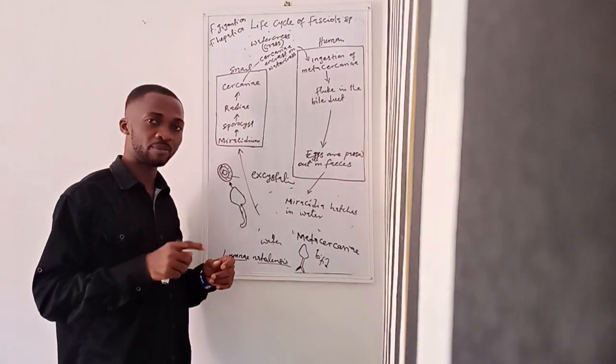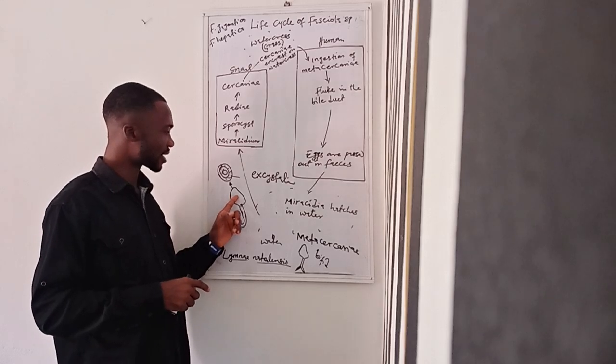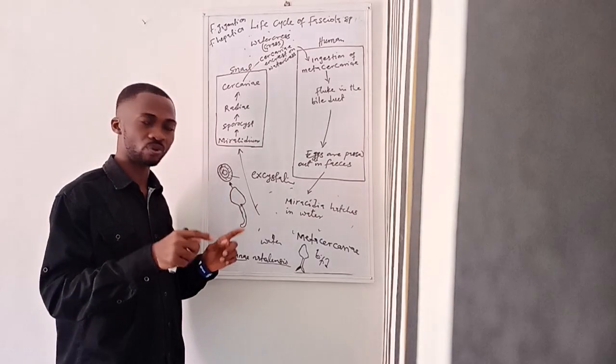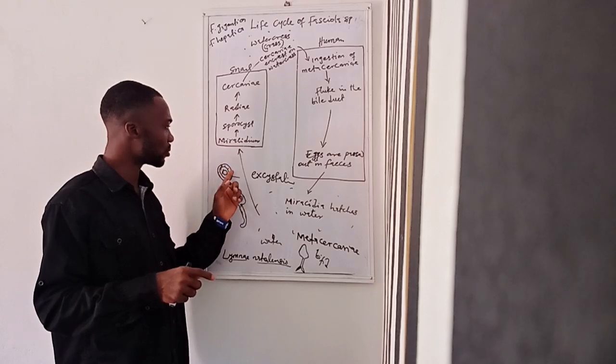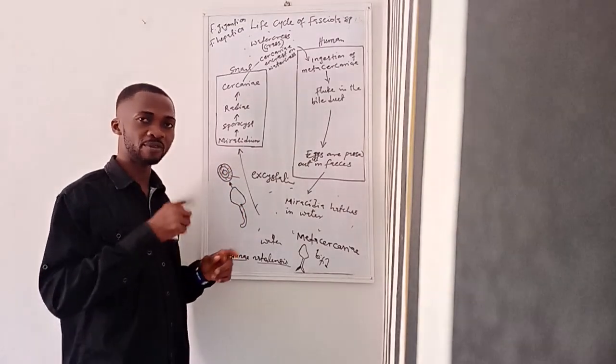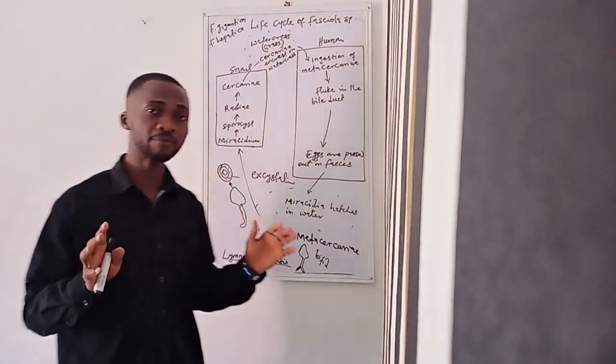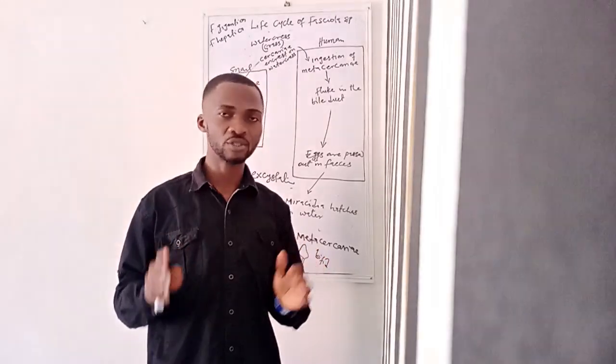Fasciola still has cercaria, but the cercaria is not the infective stage. It is when the cercaria leaves the snail intermediate host and now migrates into a watercress that it forms the infective stage, which is now called the metacercaria. So that is another difference between Fasciola and Schistosoma.